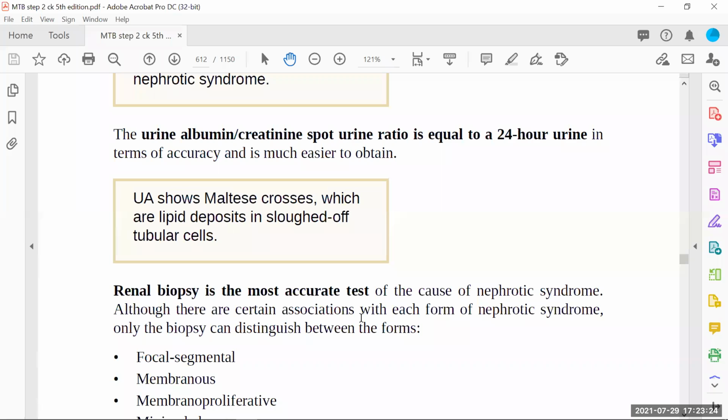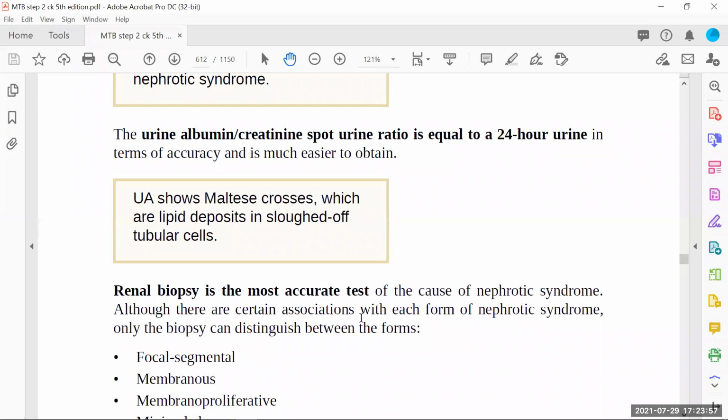The urinalysis shows Maltese crosses, which are lipid deposits in slough of tubular cells. So in urinalysis, you can also see that lipids are excreted, not only proteins. Now, lipids are also excreting out in the form of these Maltese crosses. So Maltese crosses are the lipid deposits in slough of tubular cells of the kidney. Once the tubular cells of the kidney are damaged, they can release these, and they are just like lipid droplets, tissue lipid deposits. So you can say not only protein, but lipids also started to excrete out.